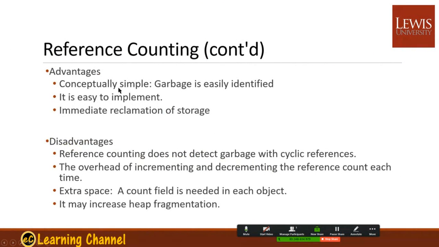So the advantage of using reference counting is that it is conceptually simple, and garbage is easy to identify. But the problem is that you cannot work on cyclic references, and there is some overhead.